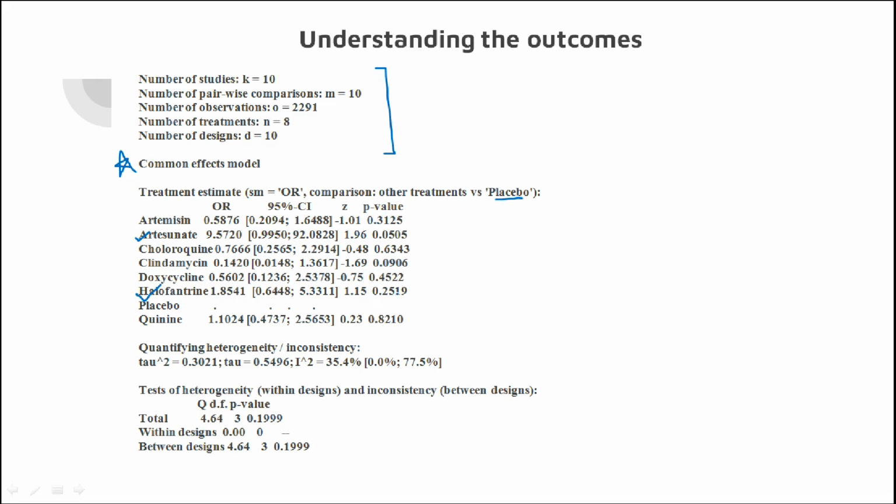greater than 0.05. Let us take one example of artemisinin. Artemisinin is having 42% lesser odds of hospitalization compared to placebo, but it is also non-significant.